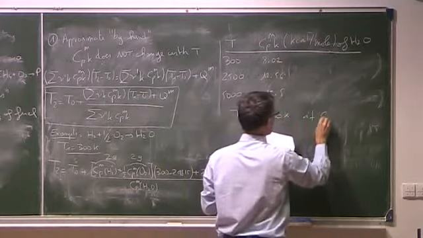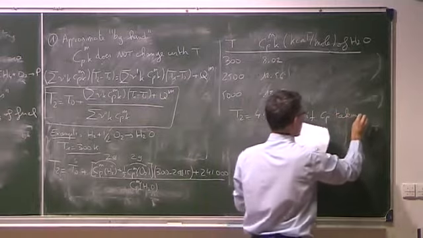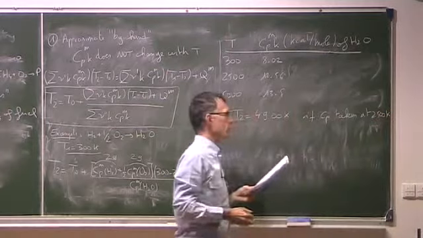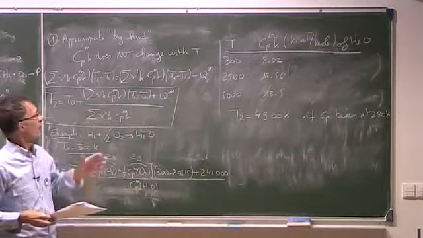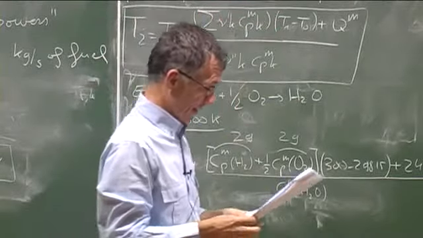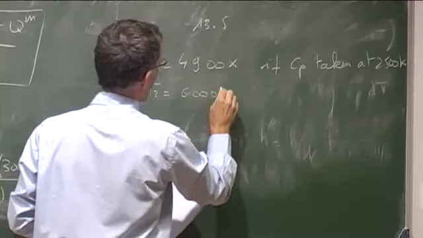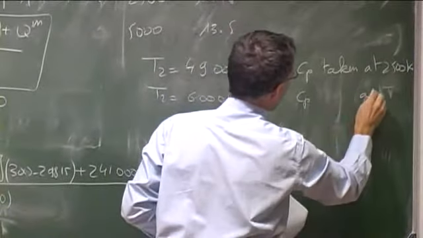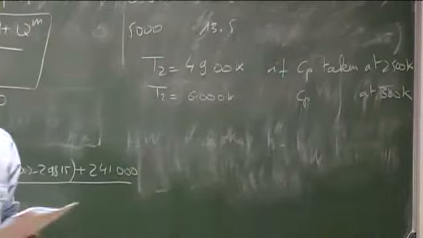If we take Cp at 2500 K. So if we take some kind of mean values for Cp, of course, so we said it's constant, it's not constant, we have to say something about that. And if we take the Cp at 300 K, then we found 6000 K.